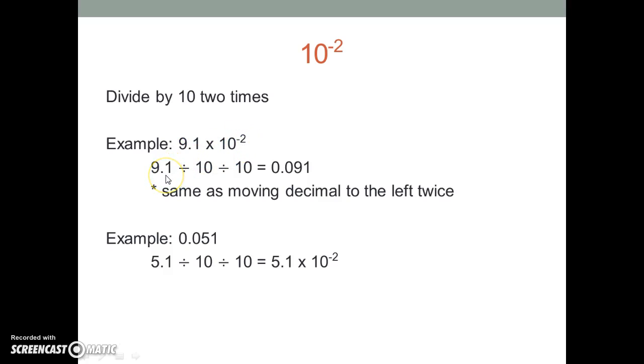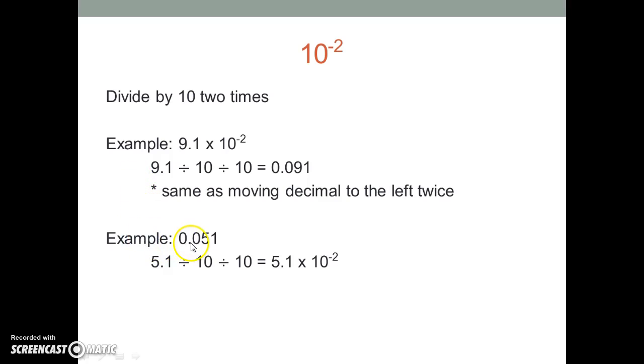I need to take the 9.1 and divide it by 10 twice. Twice because the exponent was 2, and divide because the exponent was negative. I arrive at the answer of 0.091, or 91 thousandths. This is the same as moving the decimal to the left twice. If I go and look at 9.1, I move the decimal left twice, I arrive at 0.091.